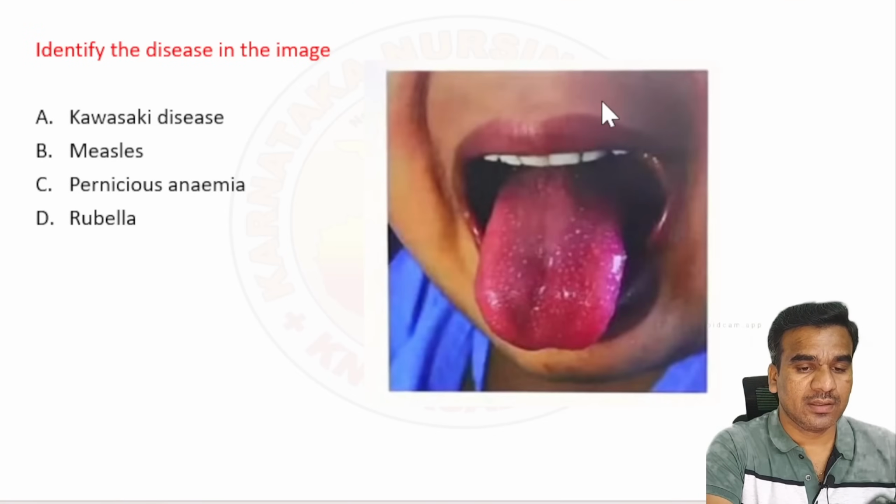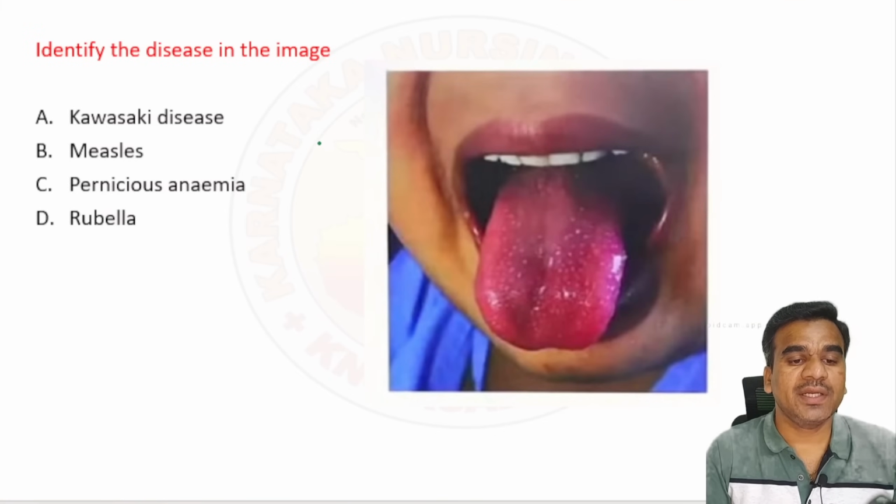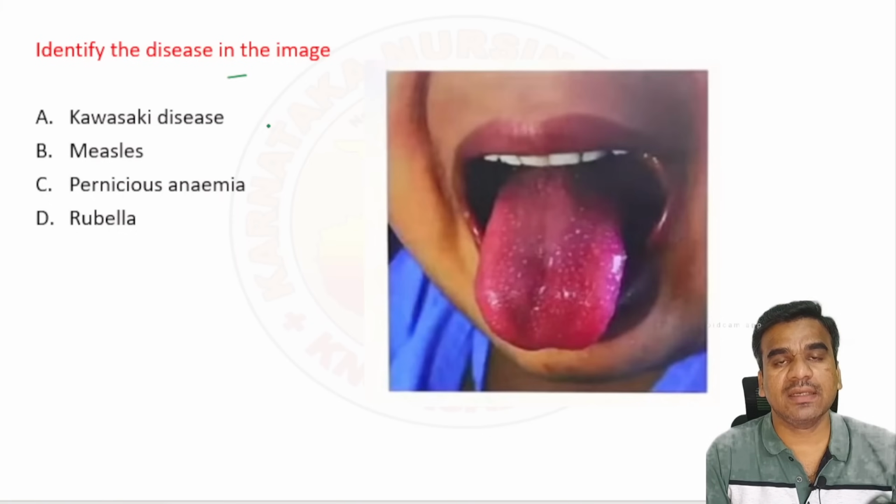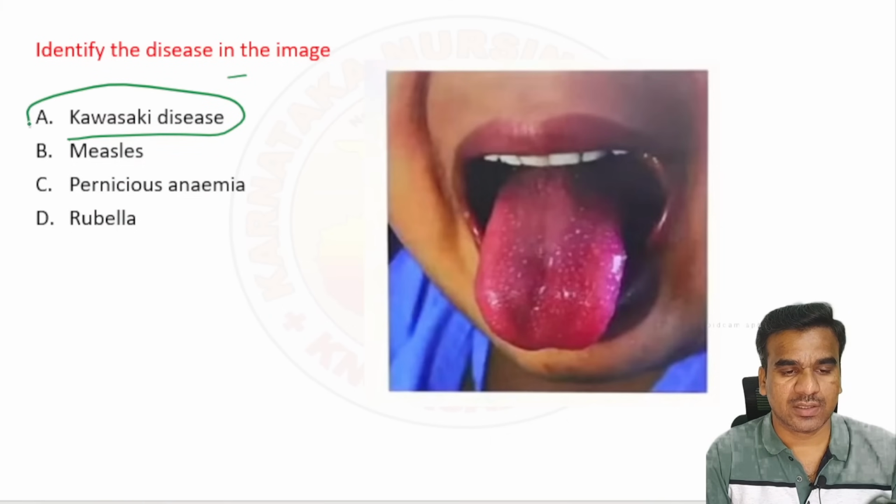And next we can see, identify the disease in the image. This is the clinical sign of Kawasaki disease. Simply, don't waste the time.